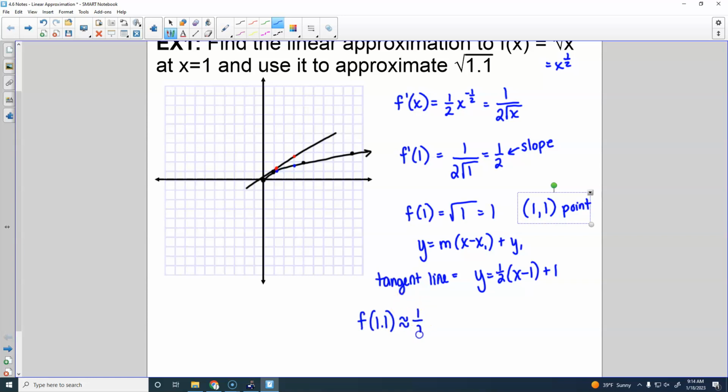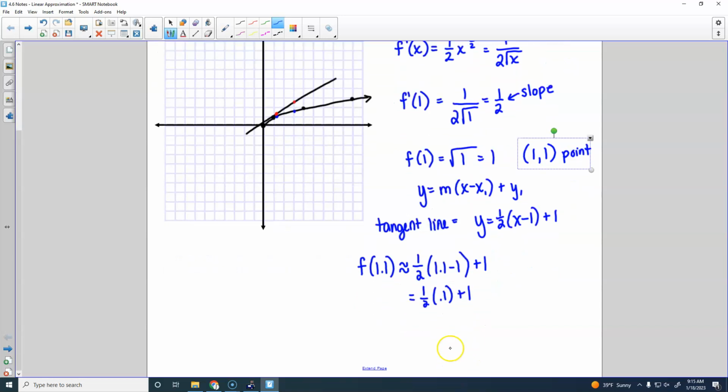I'm going to do 1/2 times 1.1 minus 1 plus 1. So that would be 1/2 times 0.1 plus 1. And if you go decimals here, 0.5 times 0.1 plus 1 is going to be 0.05 plus 1. So we get 1.05.